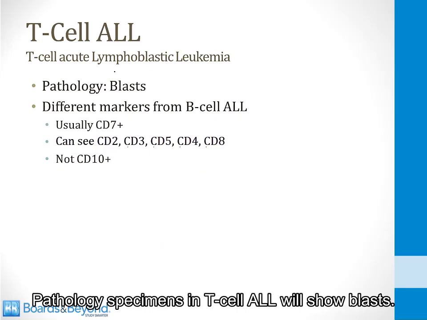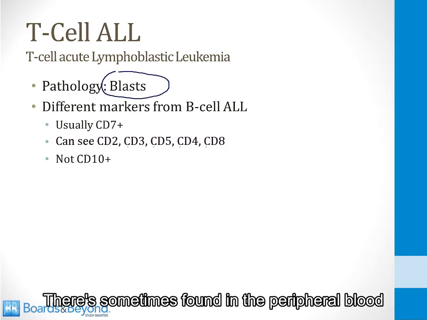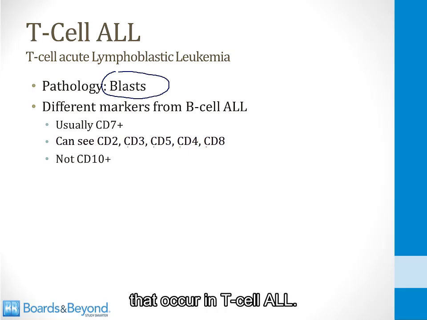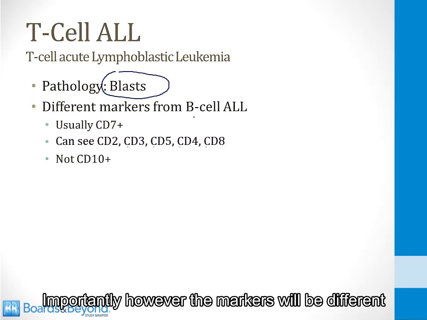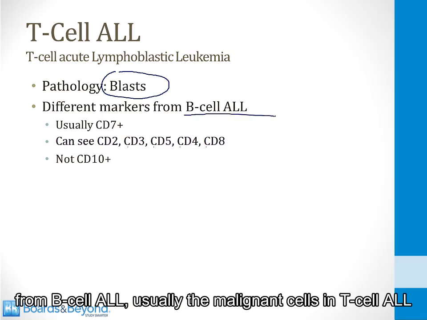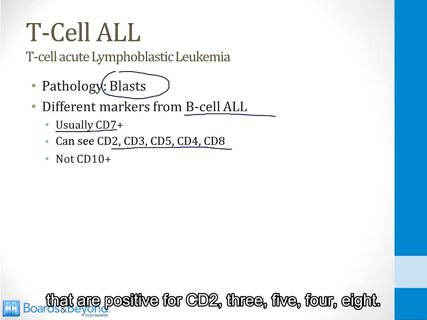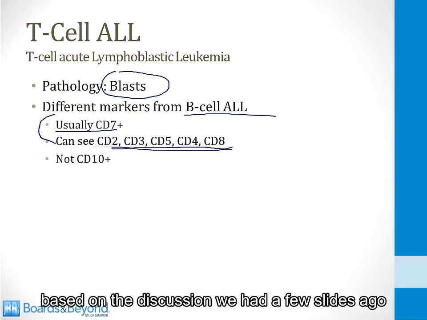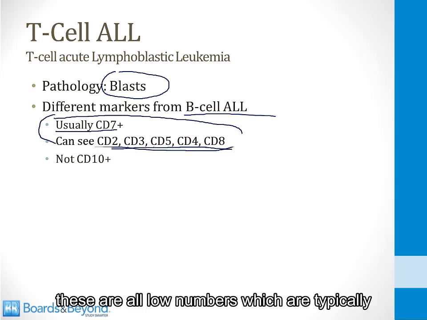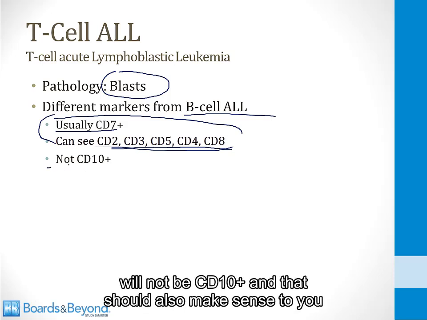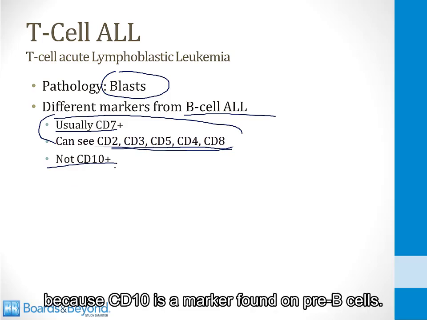Pathology specimens in T-cell ALL will show blasts. They're sometimes found in the peripheral blood, they can be found in the bone marrow, and they can be found in the mediastinal masses that occur in T-cell ALL. Importantly, however, the markers will be different from B-cell ALL. Usually the malignant cells in T-cell ALL are positive for CD7. You can also sometimes see cells that are positive for CD2, 3, 5, 4, or 8. And all of this should make sense to you based on the discussion we had a few slides ago. These are all low numbers which are typically found on T cells. Importantly, the blasts in T-cell ALL will not be CD10 positive, and that should also make sense to you because CD10 is a marker found on pre-B cells.